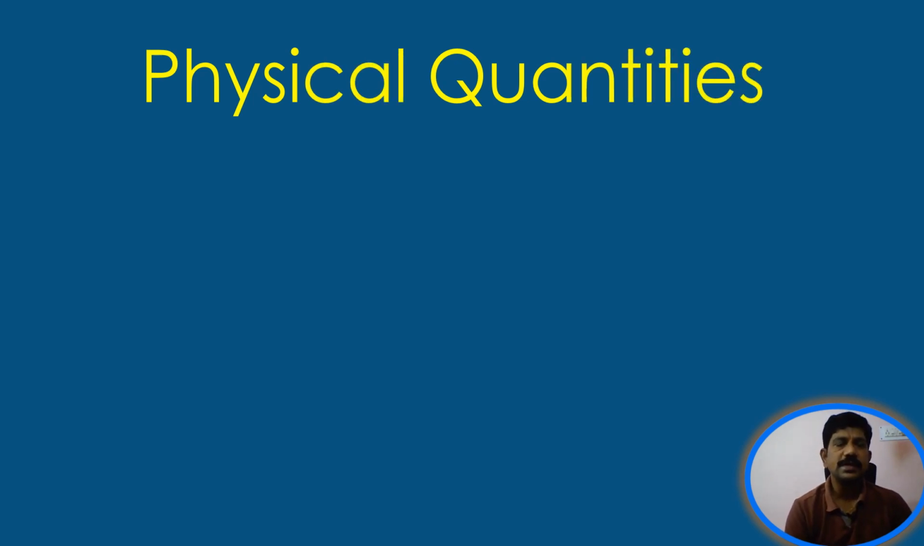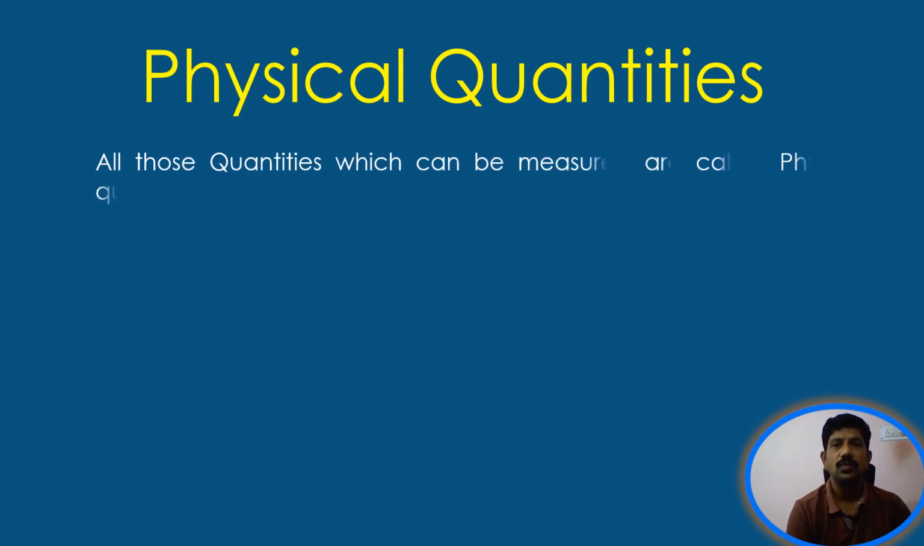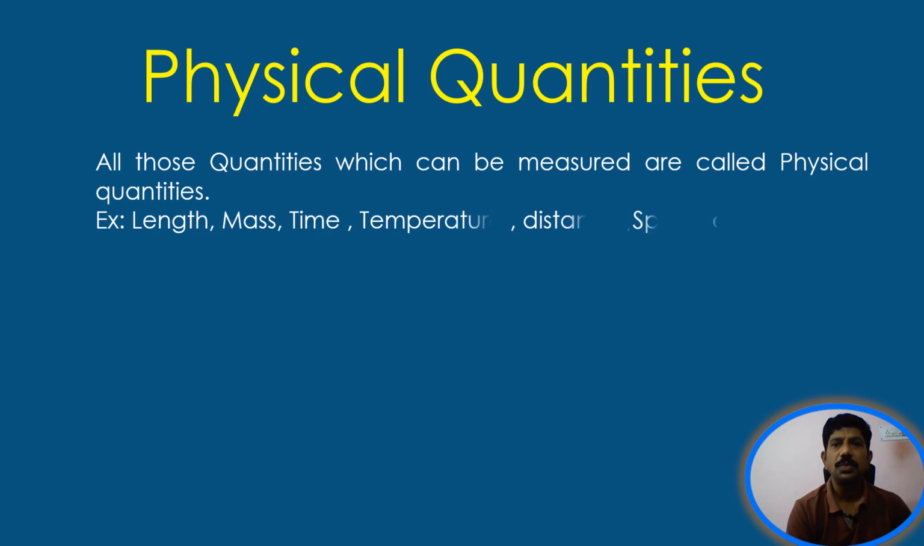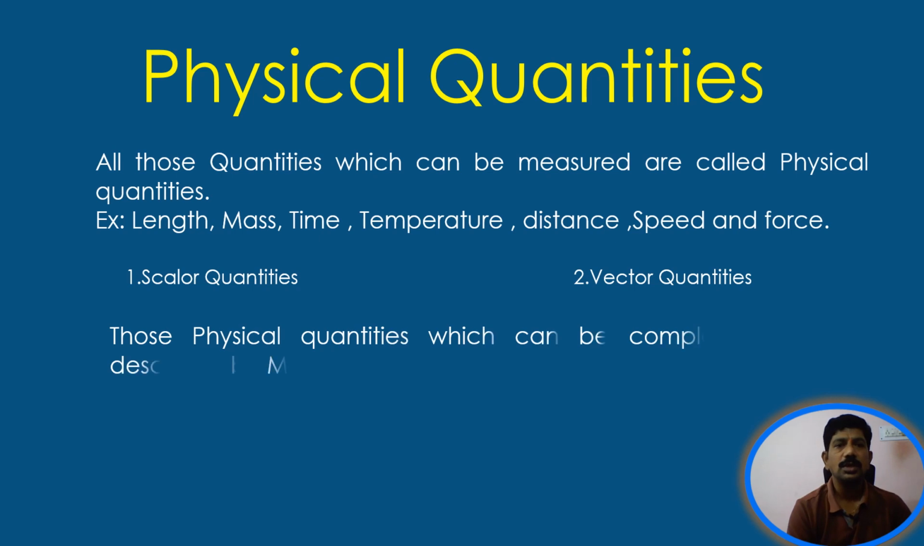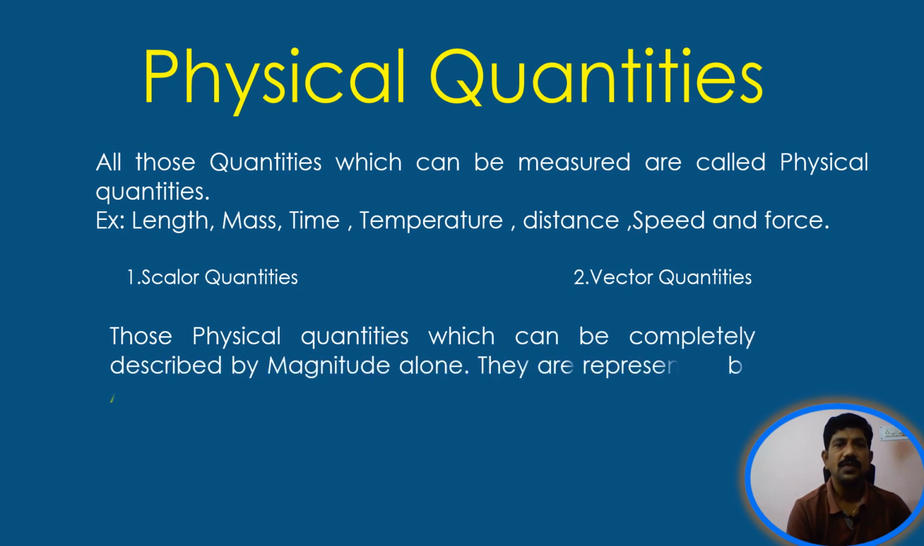Before going to discuss what is motion and types of motions, it is better to discuss the various physical quantities we use in this chapter. What is a physical quantity? All those quantities which can be measured are called physical quantities. For example, length, mass, time, temperature, distance, speed. These are a few examples of physical quantities.